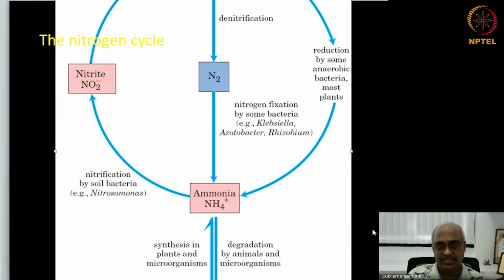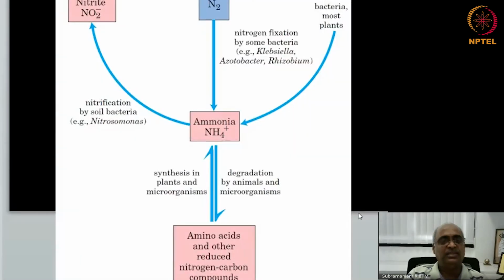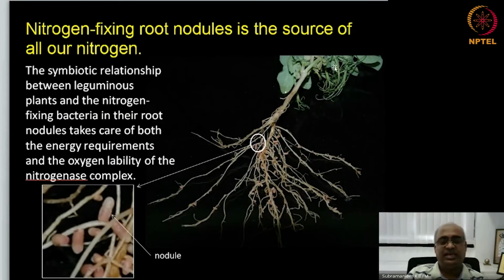So if this nitrogen cycle is clear to you, we will move on. Our focus is this nitrogen to ammonia. Okay, so this is a pea plant, the field pea. It is related to Mendel's garden pea.